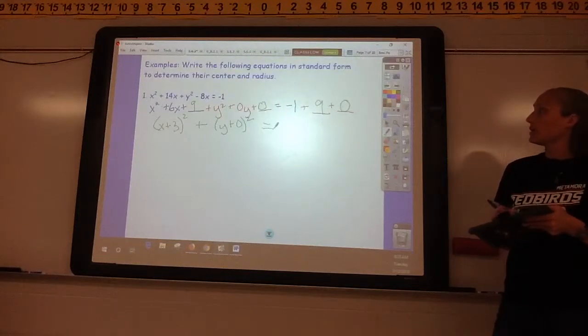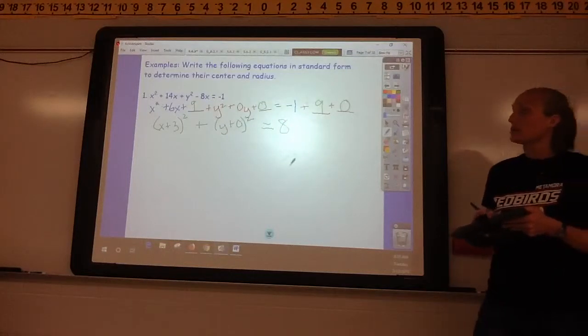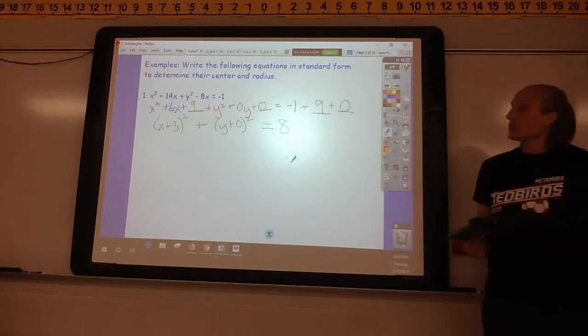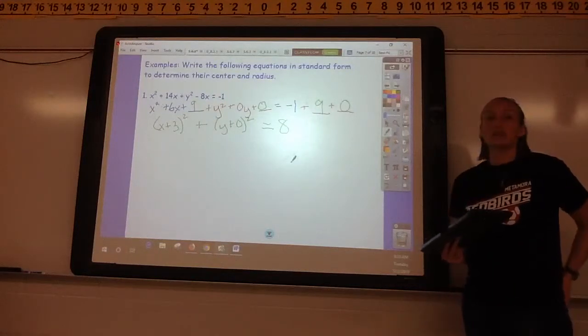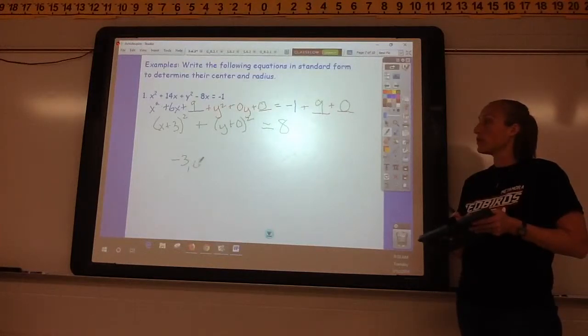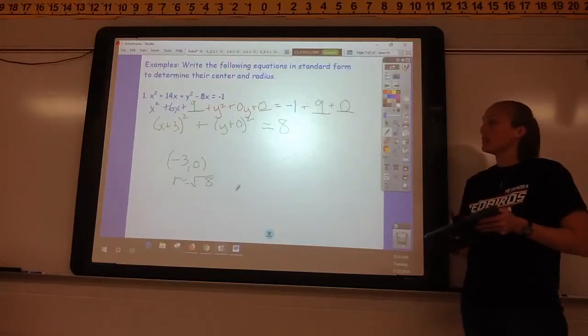Is equal to what? 8. Now, does that look more like a circle equation? So what's the center? Negative 3, 0, and what's the radius? 4. No. Tricked you. Good, it's the square root of 8. Okay? So that's what I know.